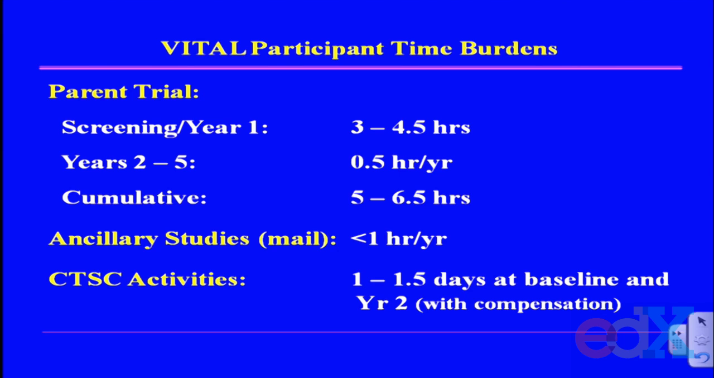So in the parent trial, the VITAL trial we're talking about, it takes about 3 hours to do the screening questionnaire and all the questionnaires that are in the first year of the trial. Then in years 2 to 5, we just do follow-up questionnaires. And each one of those follow-up questionnaires only takes about 30 minutes. About a half of an hour to do. So that won't be bad at all during those years. So over the 5 years of the trial, the entire filling out of questionnaires, which have very simple, straightforward questions, but there are many questions that we need information on, will be from 5 to 6.5 hours.